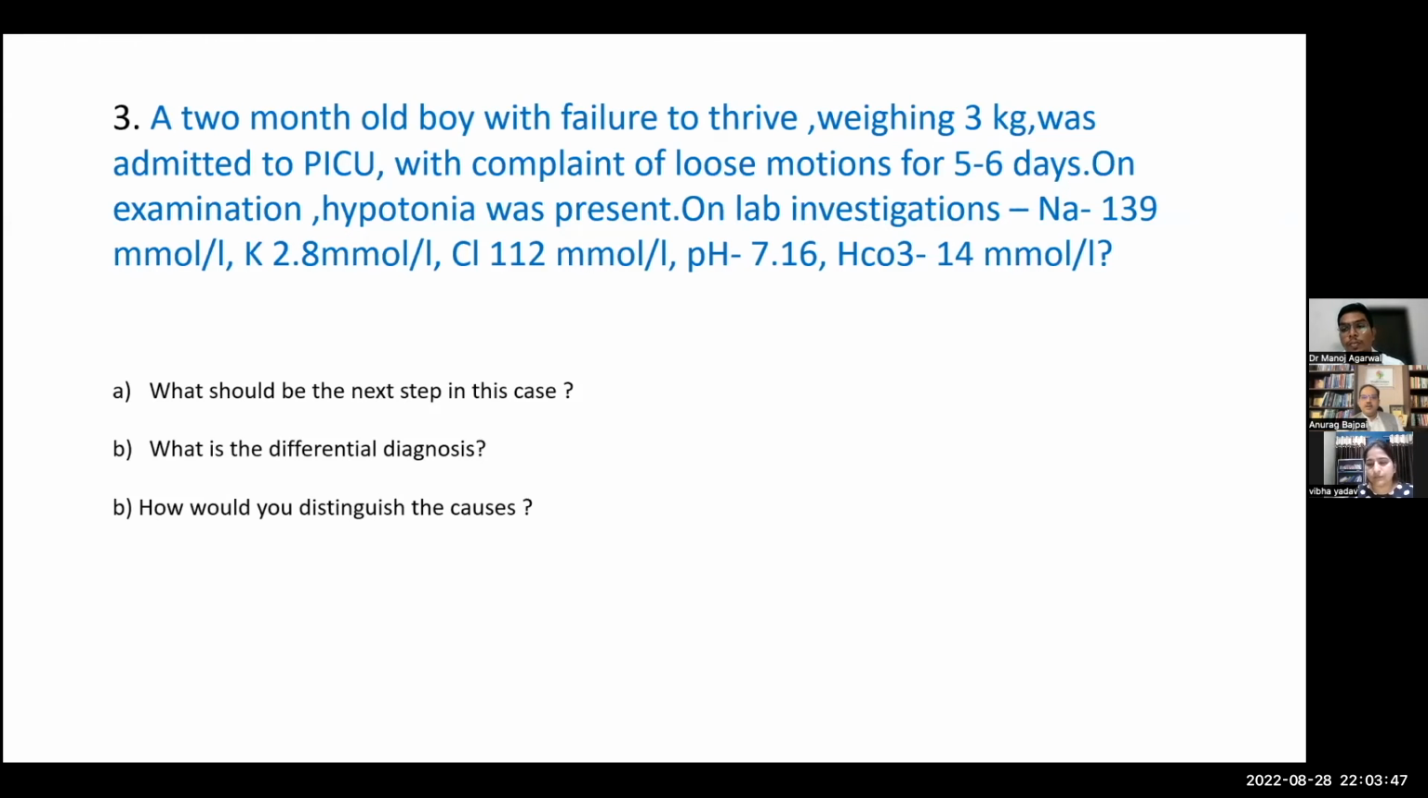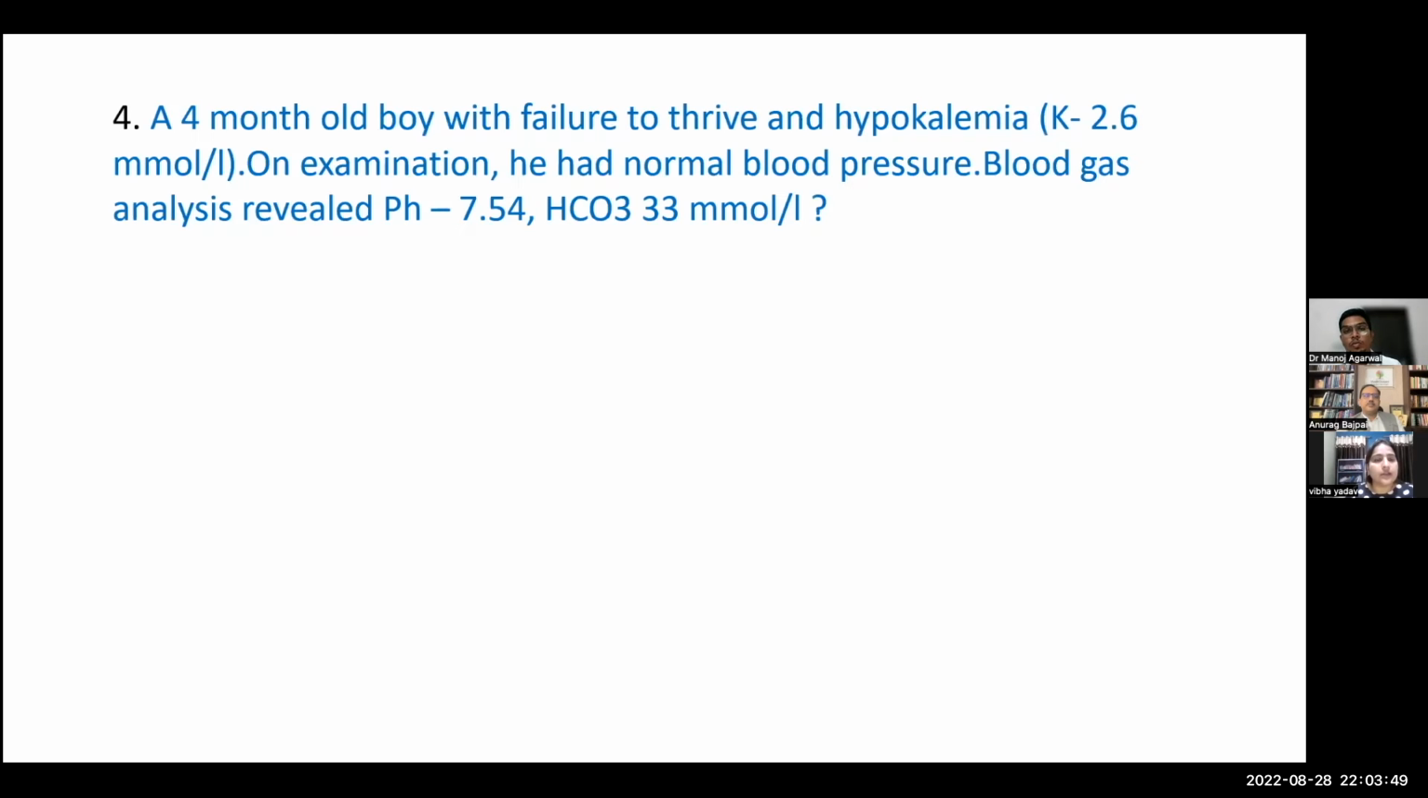Yeah, carry forward. Next question. A 4-month-old boy with a failure to thrive and hypokalemia of 2.6. On examination, he had normal blood pressure. And the VBG showed metabolic alkalosis, pH 7.54 and bicarbonate of 33. So the question is, what should be the next step?